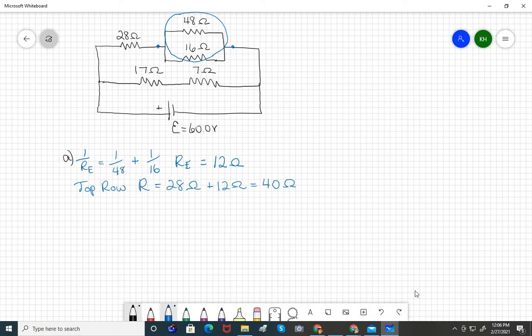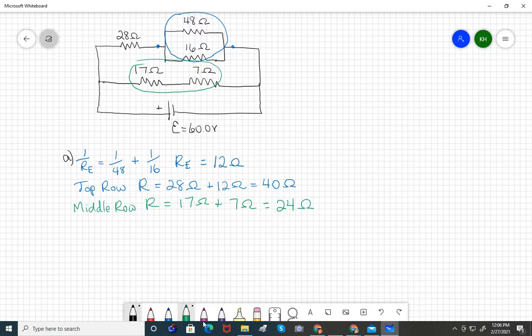The bottom row, if you look at these two, they're in series. They're not in parallel. They don't have the same voltage across them, but they do have the same exact current flowing through them. So our middle row has a resistance of 17 ohms plus 7 ohms, which of course is going to be 24 ohms.